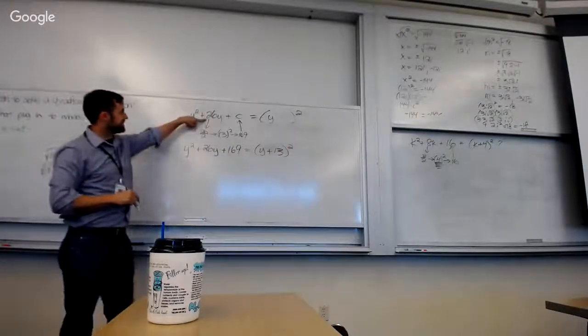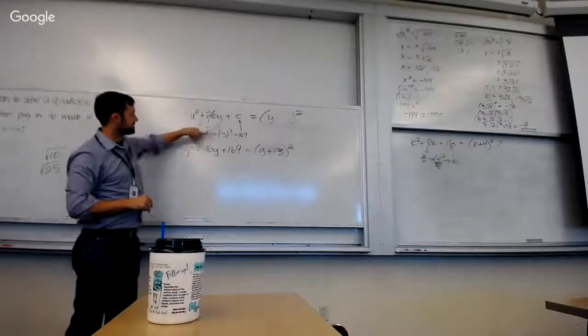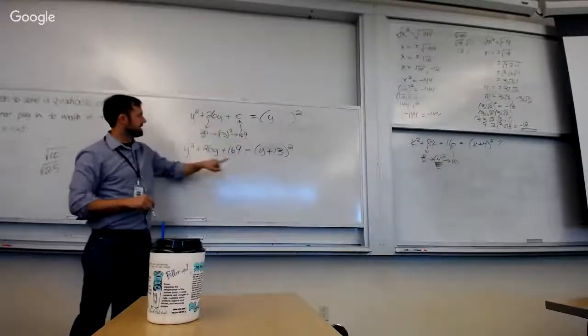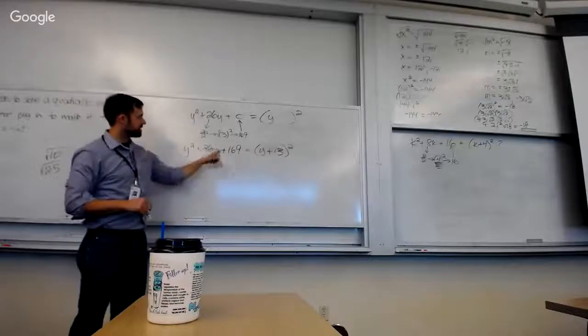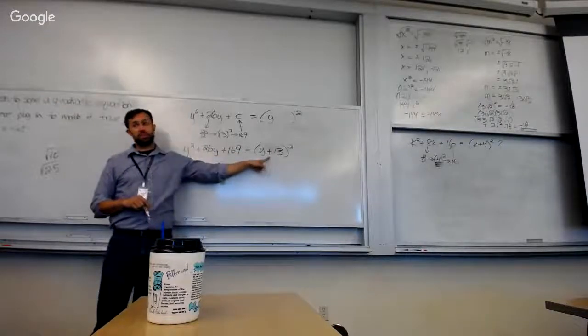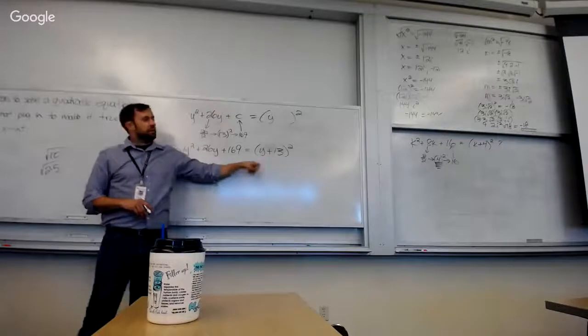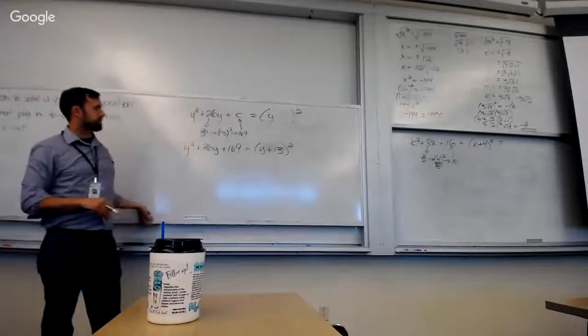We're saying use this check mechanism of take the middle number, divide it by 2, square it, and put it at the end. If that is the number at the end, then this trinomial can be rewritten as that binomial squared. That's the overall flow.